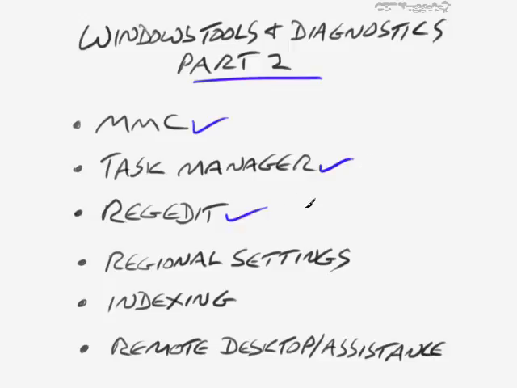We looked at Regedit, which is the tool that's used to get deep inside of Windows, especially for changing things that might not otherwise be easily accessed through the interface, like Control Panel and the like. And we looked also at regional settings. This is something that we can do to change things like the currency that's displayed, the language, whether or not you want to use 24-hour time, that sort of thing.